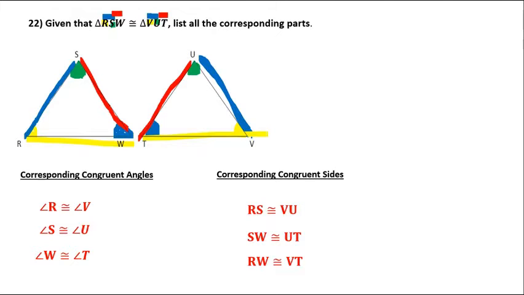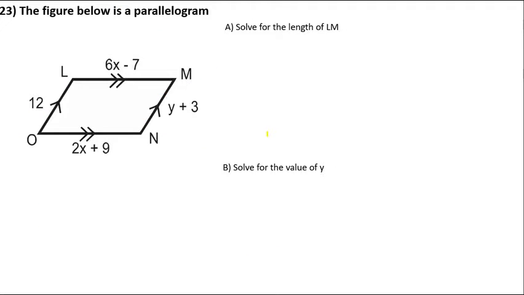Okay, now let's get into question number 23. So here it says that the figure below is a parallelogram. So you're going to solve for the length of LM. In the parallelogram, you know opposite sides are congruent. So this is congruent to this side right here. To solve for side LM, you set the two equations equal to each other. So 6x minus 7 equals 2x plus 9.